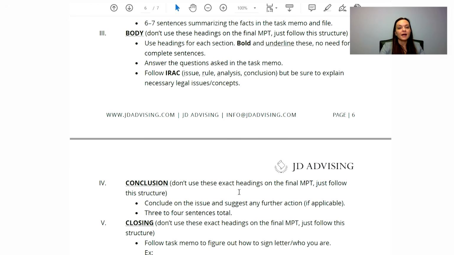For the body, you're going to do the exact same thing as you did for a demand letter. You want headings. Those headings should be bolded and or underlined, and you're going to follow IRAC under each. So you're going to have a rule paragraph, then you'll have your analysis and conclusion. You should be answering the questions posed in the task memo. That is what you are attempting to do and accomplish in the body here.